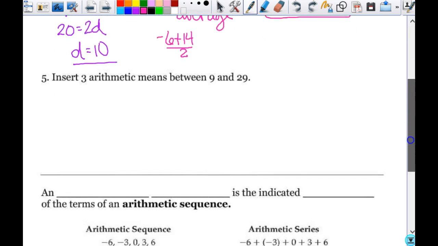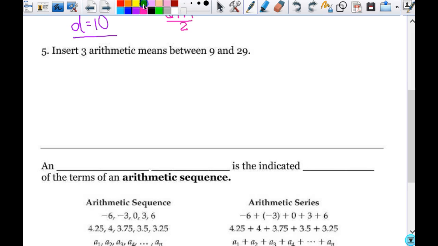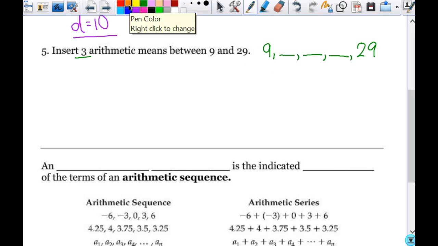So now let's look at this one. It says we're going to insert 3 arithmetic means between 9 and 29. So it means I have 9, and then 3 numbers I don't know, and then 29. So this is my little sequence, and this is a sub 1, a sub 2, a sub 3, a sub 4, and a sub 5. So what I need is the common difference. I need that so that I can figure the rest of them out.